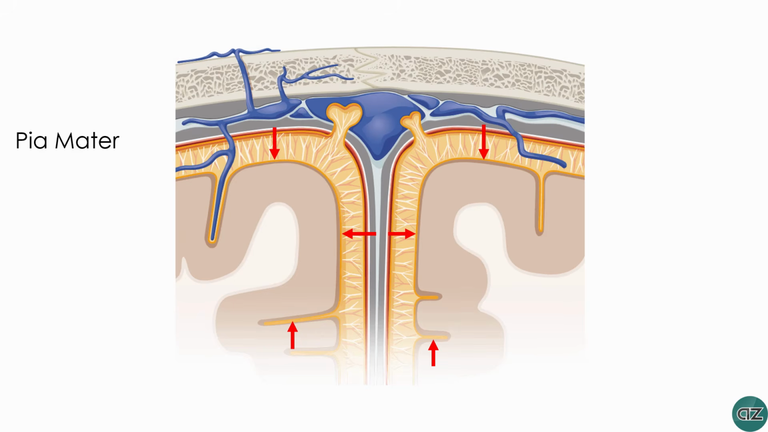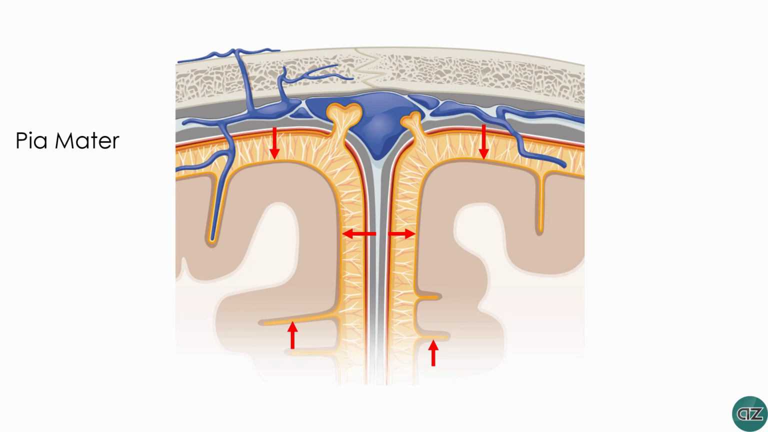The final layer is the pia mater. Pia mater is Latin for tender mother. This is a fine, thin membrane which adheres to the surface of the brain and does follow the gyral and sulcal contours. This is a highly vascular membrane with many vessels piercing it to supply the brain.